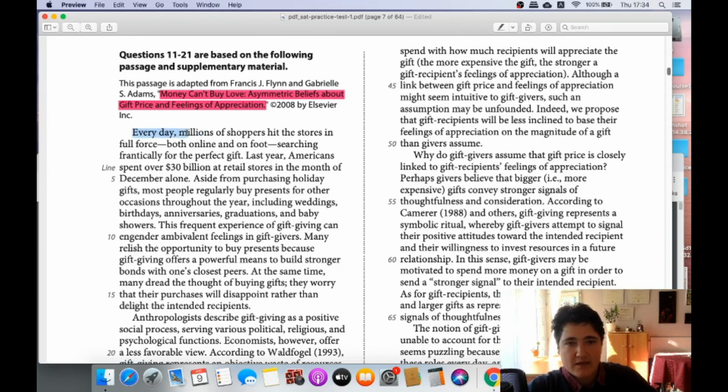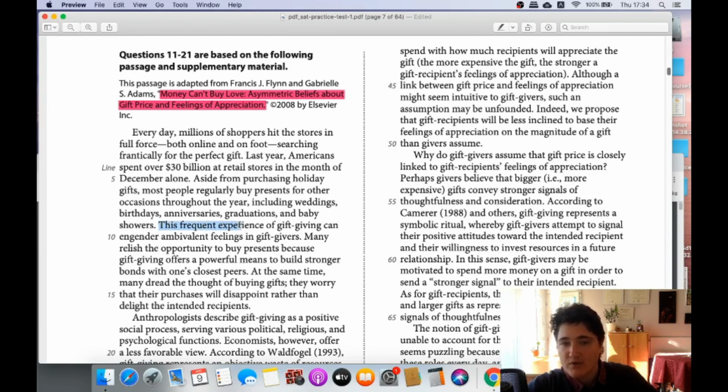Okay, every day millions of shoppers hit the store searching for the perfect gift. Here we have those introductory statements that introduce us into the topic, right? Last year, Americans spent such and such amount in December, and then besides Christmas, they buy presents on other occasions. Okay, so this in the beginning is introductory information. It's not an argument. It's just letting us know certain facts, and then we come to an interesting statement.